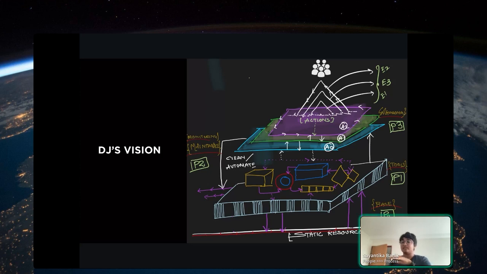What is Data Journey's vision? This is my handcrafted design about Data Journey. I just did it with my pencil on my iPad. So I'm gonna go through bit by bit what it is about. The first base is the static resource. The static resource for me in here is GitHub as a platform. So all the tools and technologies are connected to GitHub.